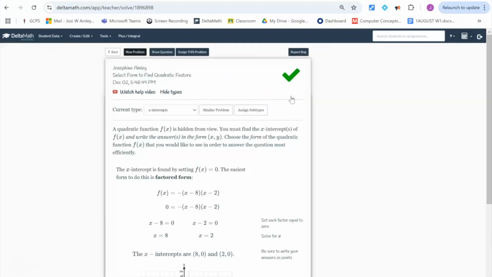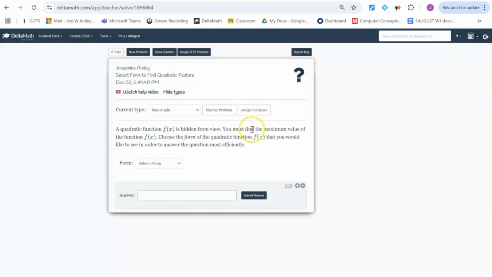All right, and then finally, how do I find my vertex? If you are being asked to find your vertex, or your maximum or minimum, which is another word for vertex, so find your maximum or minimum. Whenever they ask me for the maximum value, though, they're only asking for the y value. So what form would I need to find the highest or lowest point? I need my vertex form. So I'm going to choose my vertex form.